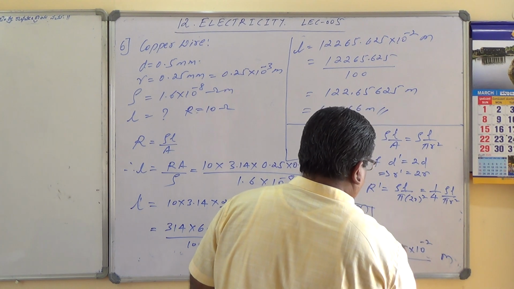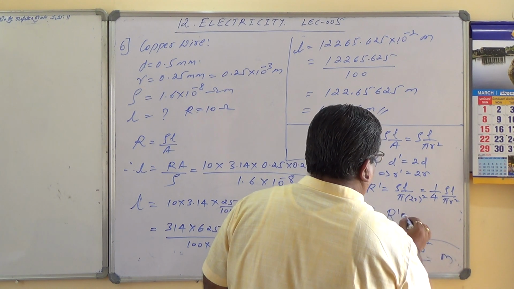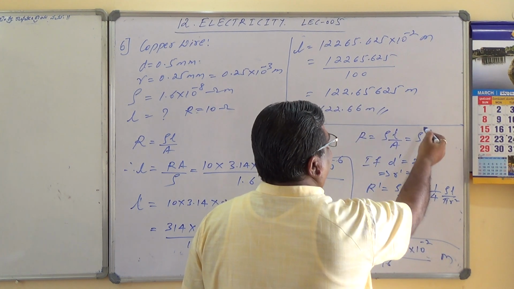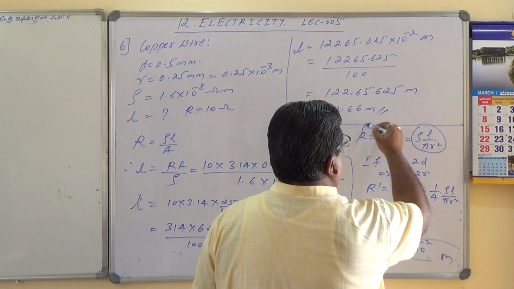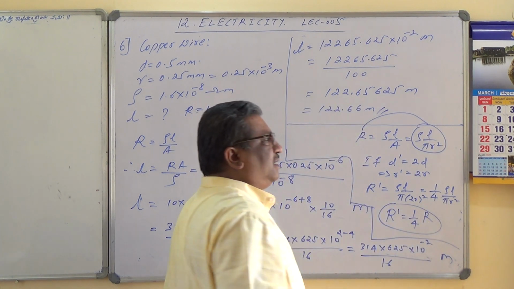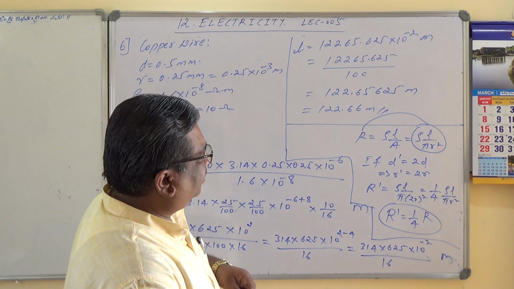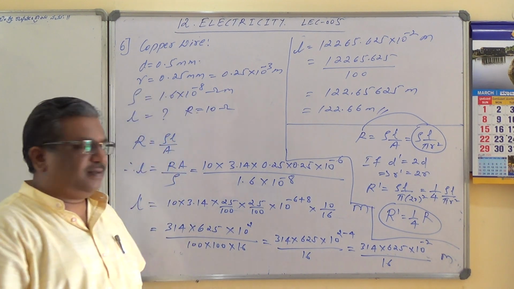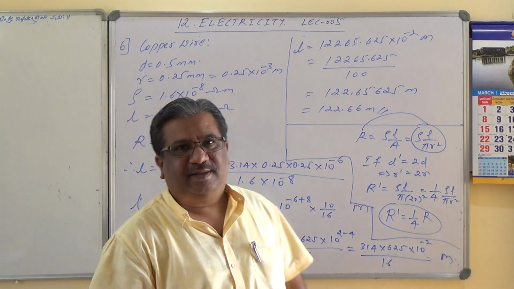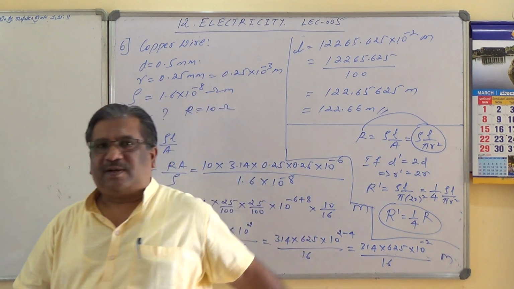So R dash is equal to 1/4 rho L by pi R square. Therefore R dash equals 1/4. What is rho L by pi R square? Here it is given, rho L by pi R square is nothing but R. Therefore, the new resistance will be 1/4 the original resistance. I hope you are understanding this one. Okay. Please note it down.